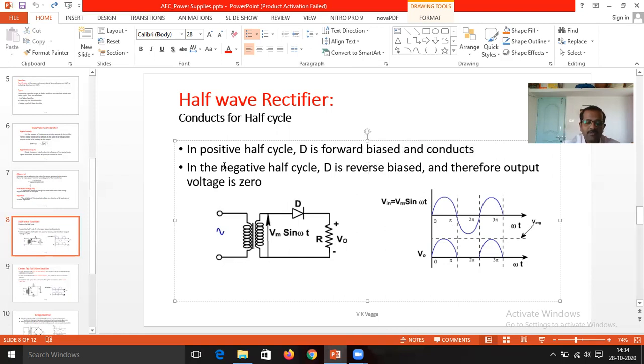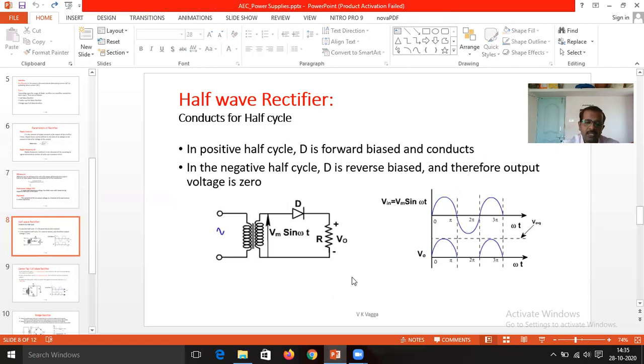And under the negative half cycle, what happens? The diode is reverse biased, which means it is assumed to be open circuited, and the output voltage is equal to zero. You can observe in the waveforms here that under the negative half cycle the output is zero. Okay, and in this way it continues for the succeeding cycles. If the operation takes place in this way, it is called half wave rectification here.